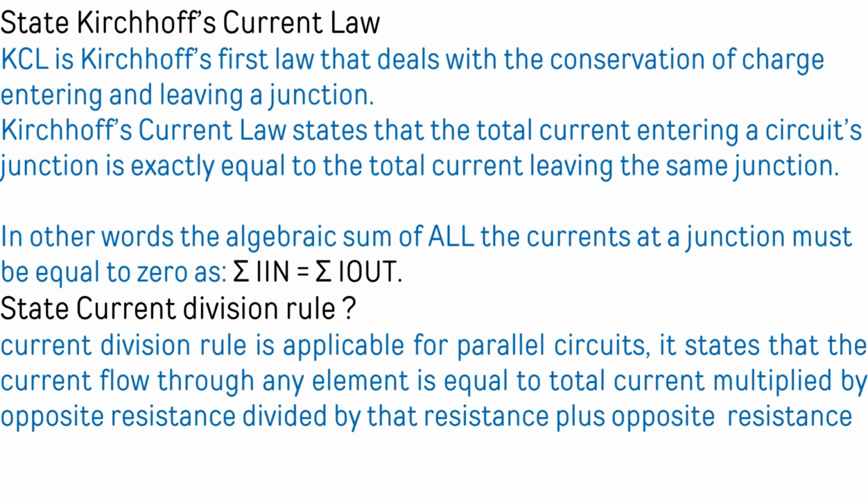Or in other words, the algebraic sum of all the currents at a junction must be equal to 0, as summation of I in is equal to summation of I out.